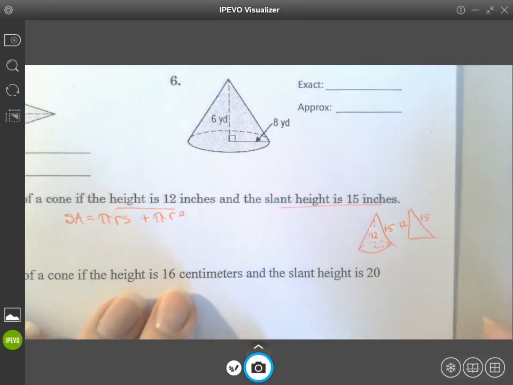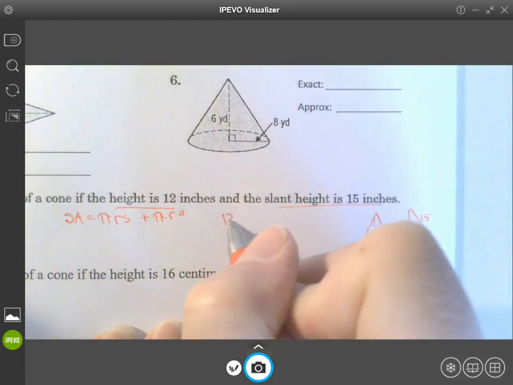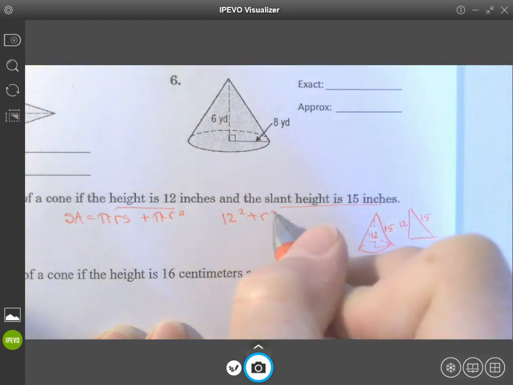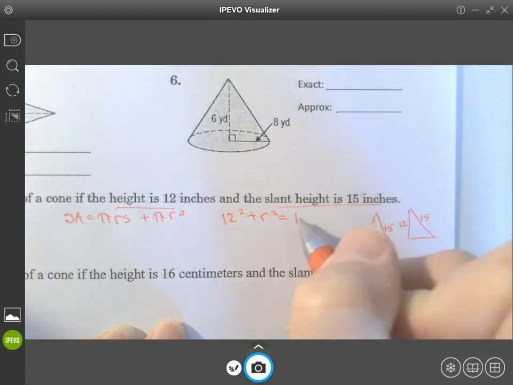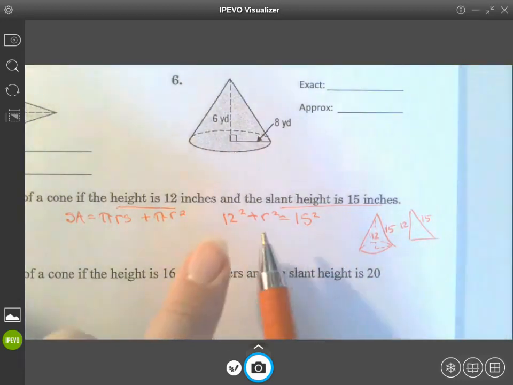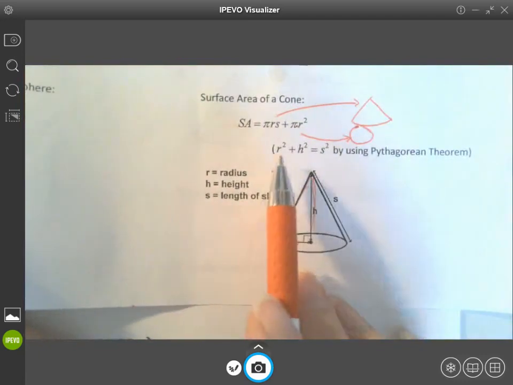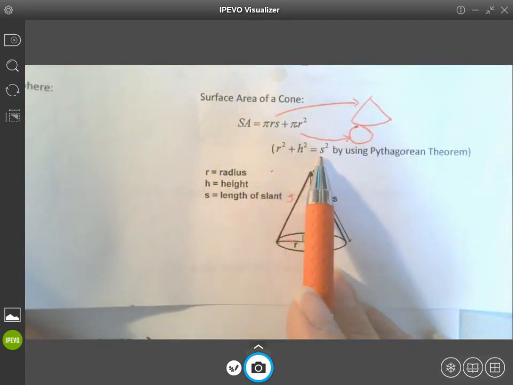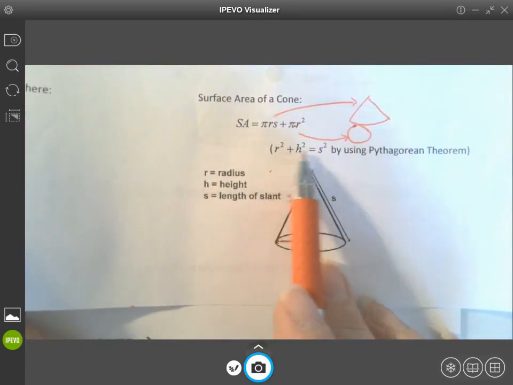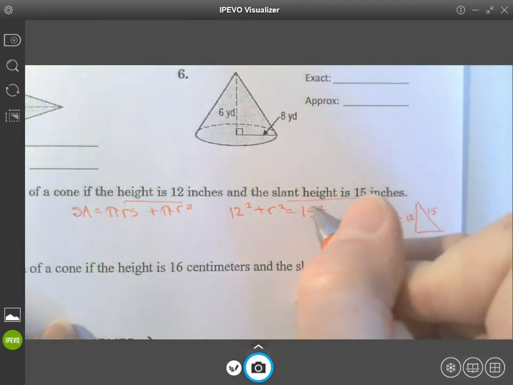So when you go to do this right triangle, you need to think about it. It's 12 squared plus the radius squared equals the slant height 15 squared. And I think that's a mistake we make. A lot of times we just throw these two numbers in here. My formula sheet actually has those exact letters on it. The radius squared plus the height squared equals the slant height squared. These are the two sides of your right triangle. That's the hypotenuse.